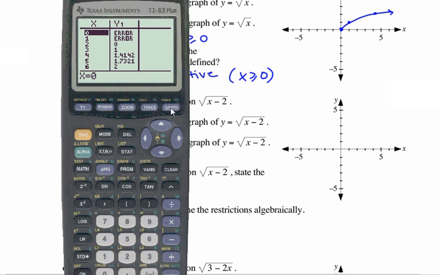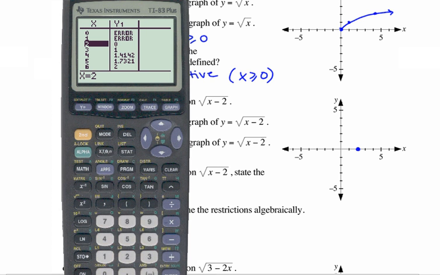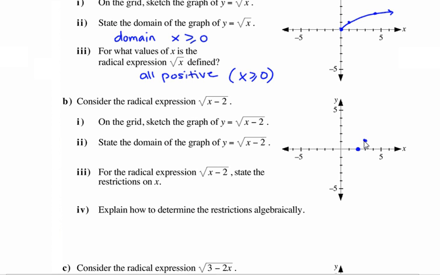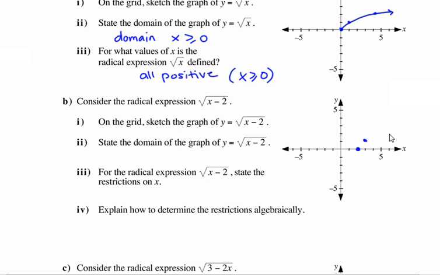You can see error, error. The graph doesn't exist. It doesn't start till 2. So 2 and 0, and then we have 3 and 1. 3 and 1 is a point, and 6 and 2. It says state the domain of the graph, so where does it exist? X has to be greater than or equal to 2.